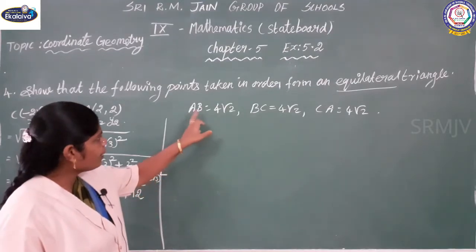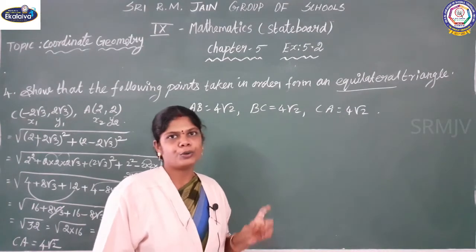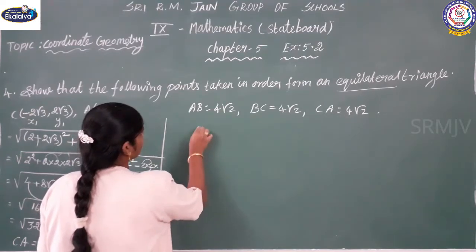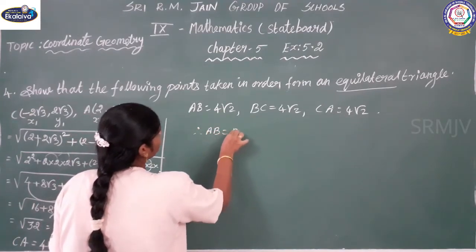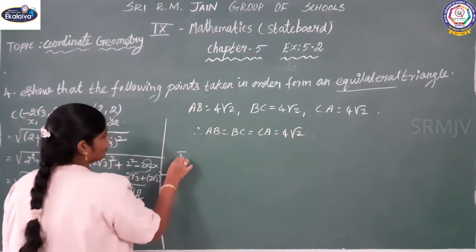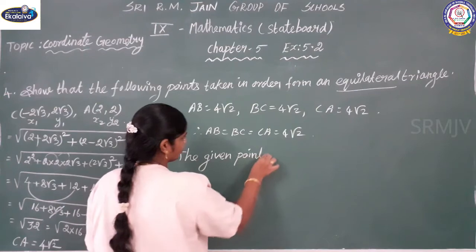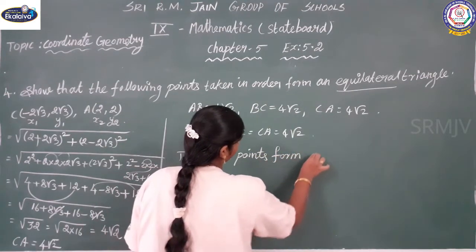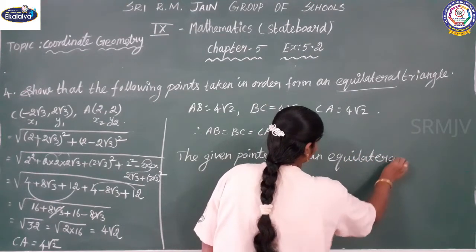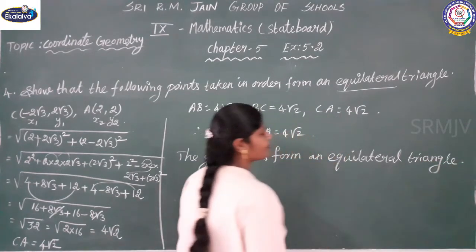Now see here, AB equal to 4 root 2, BC equal to 4 root 2, CA equal to 4 root 2. All the sides are equal. So therefore, AB equal to BC equal to CA equal to 4 root 2. Therefore, the given points form an equilateral triangle because all the sides are equal. Is it clear, children?